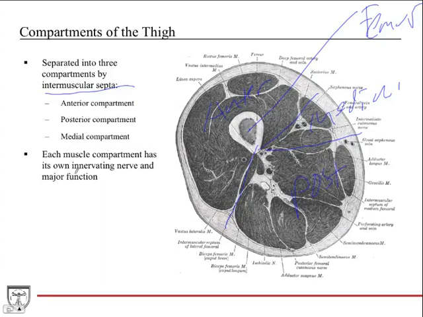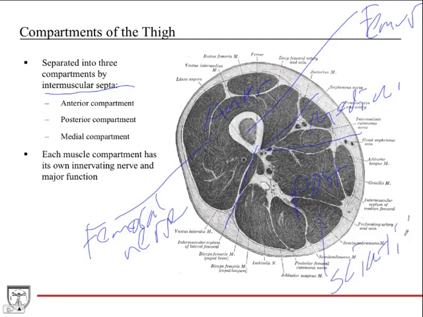Each muscle compartment has its own innervating nerve and major function. So the anterior compartment, the main nerve here is the femoral nerve. Most of the muscles here are innervated by the femoral nerve, and the main function of the anterior compartment is knee extension. Then you have the posterior, which is branches of the sciatic nerve, and the main function here is to flex the knee and extend the hip. And then on the medial side, this is the adductor compartment, and the main nerve here is the obturator nerve. And we'll go through this in much more detail in the subsequent slides.